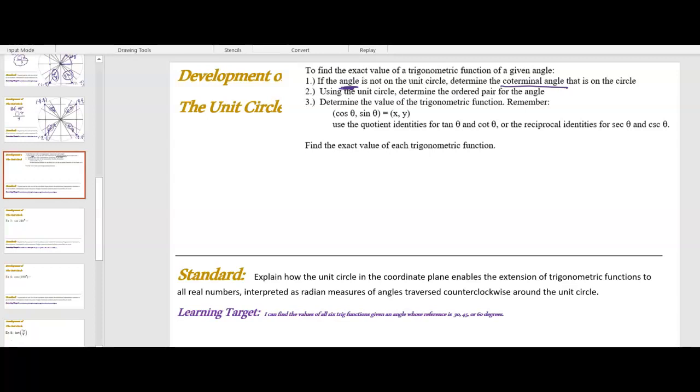All right. For every angle on the unit circle, there's an ordered pair that pairs up with the angle. And then I just want to remind you that cosine of theta on the unit circle is x, and sine of theta is y, and then we can find everything else. All right, so let's do our first example.